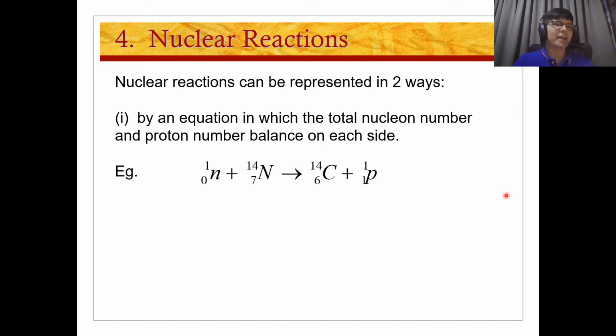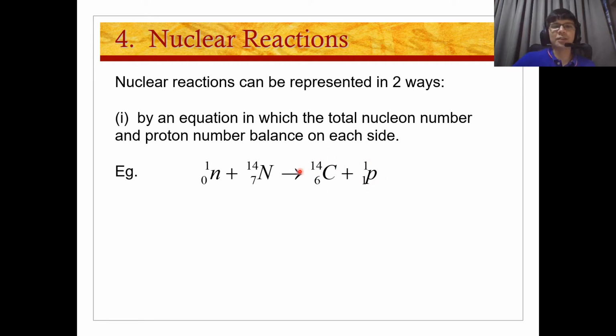So it looks a bit like our chemistry equation. It's just that in this case, the elements themselves are not conserved. In a chemistry reaction, you don't have nitrogen turning into carbon and so on, right? So in this case, we are describing a reaction where a neutron is incident on a nitrogen nuclide, and this nitrogen nuclide then becomes an isotope of carbon, a carbon-14 nucleus, and emits an additional proton.